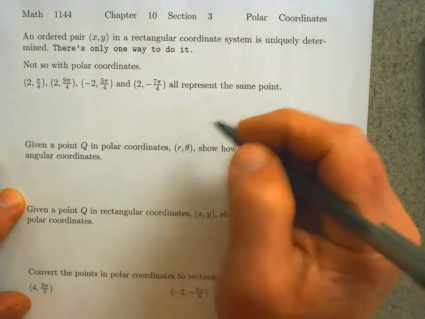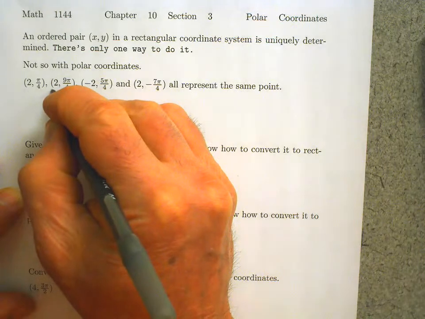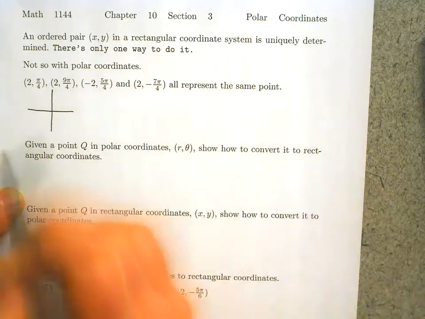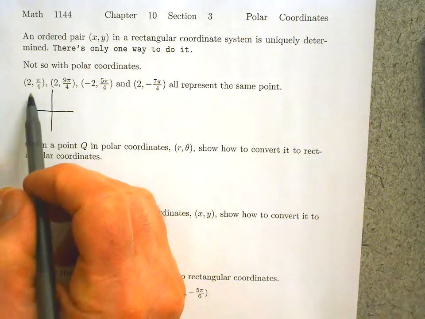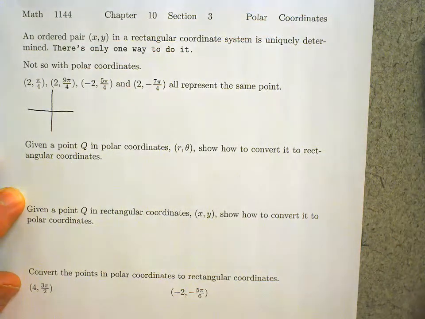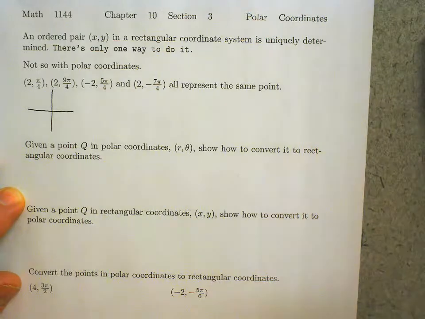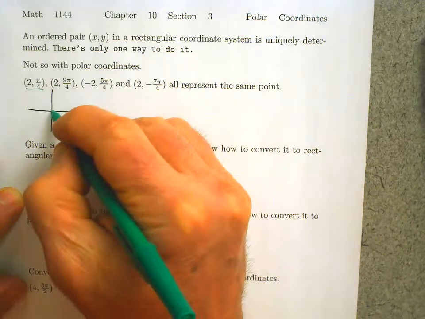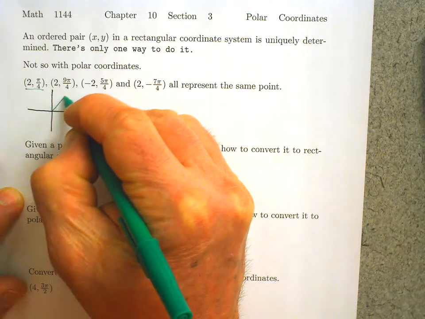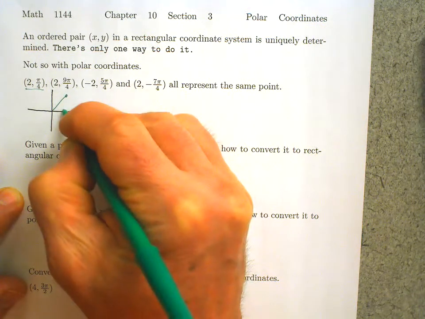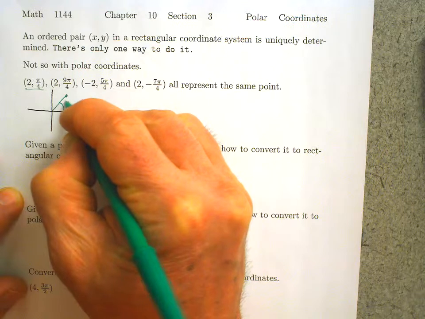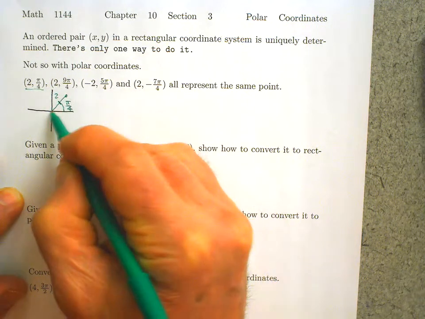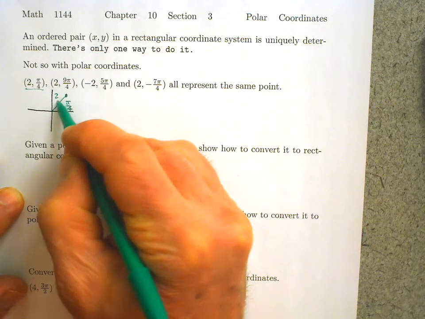But you don't need to make it more complicated than is necessary. If you want to plot that point, just pick the one that's easiest to plot. It looks like this first one, 2 comma pi over 4, is the easiest. So pi over 4 counterclockwise, and then measure off 2 units from the origin to the point.